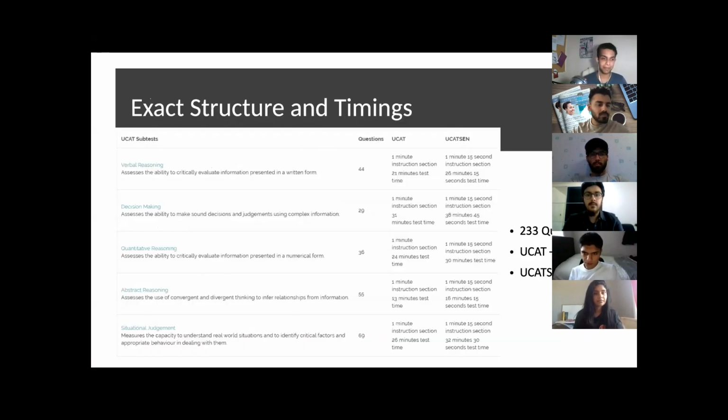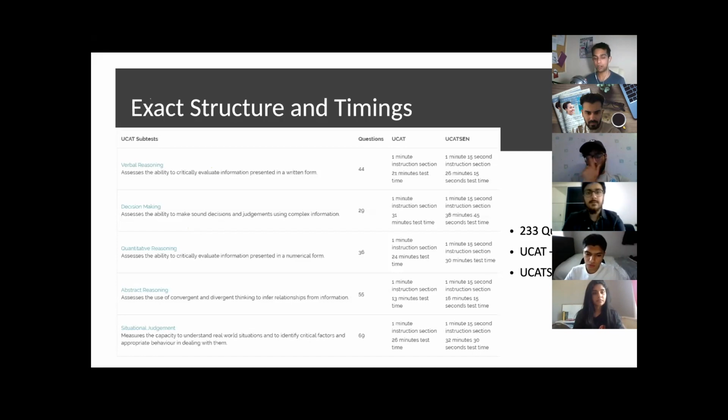Move on, please. So here's the exact structure and timings of the UCAT. So there are 5 sections. The first section is verbal reasoning. It contains 44 questions, 21 minutes. Decision making has 29 questions, 31 minutes. Quantitative reasoning, which some may find to be the hardest, contains 36 questions in 24 minutes. Abstract reasoning has 55 questions in 13 minutes. And finally, situational judgment, which has 69 questions in 26 minutes.